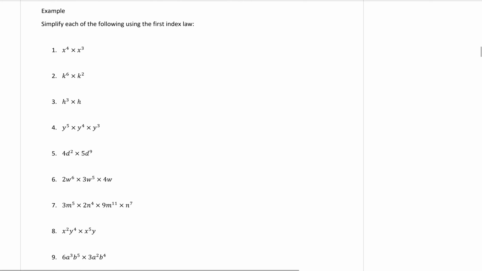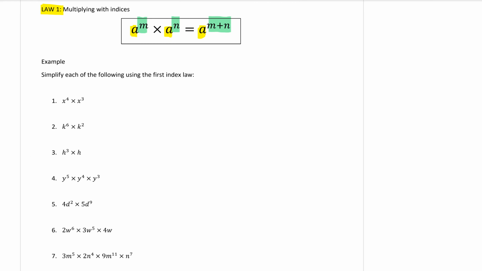Example number 1, it says simplify each of the following using the first index law. So the bases are the same, they are both x's. So all I have to do to get the answer, x will stay the base, and all I have to do is add the powers together. 4 plus 3 is 7, so it becomes x to the power of 7.